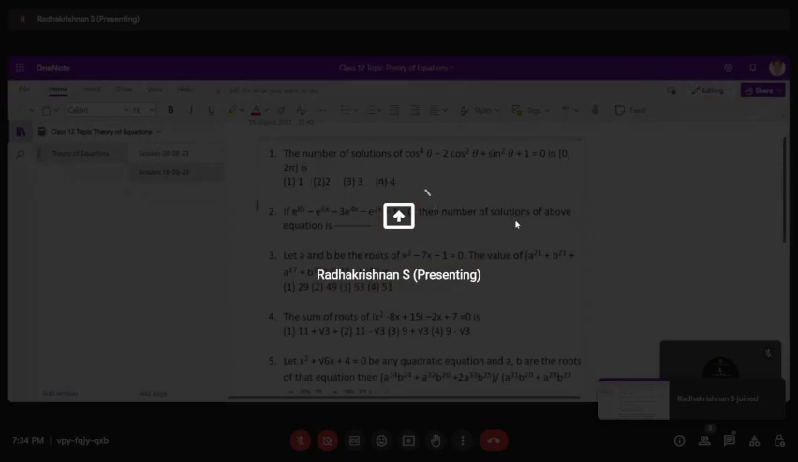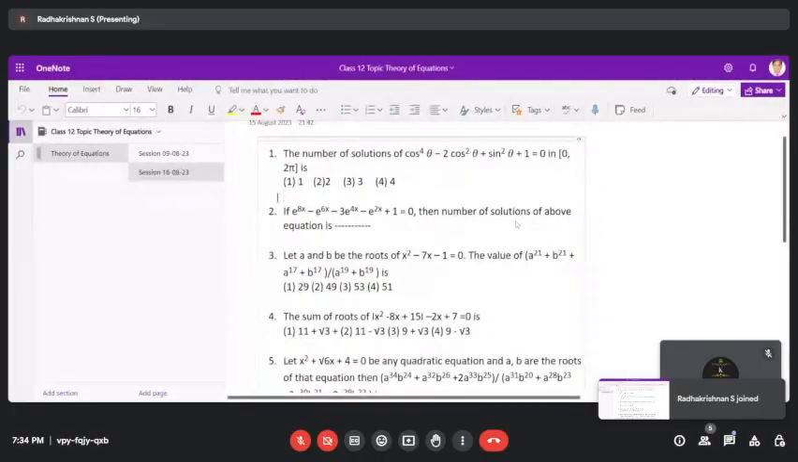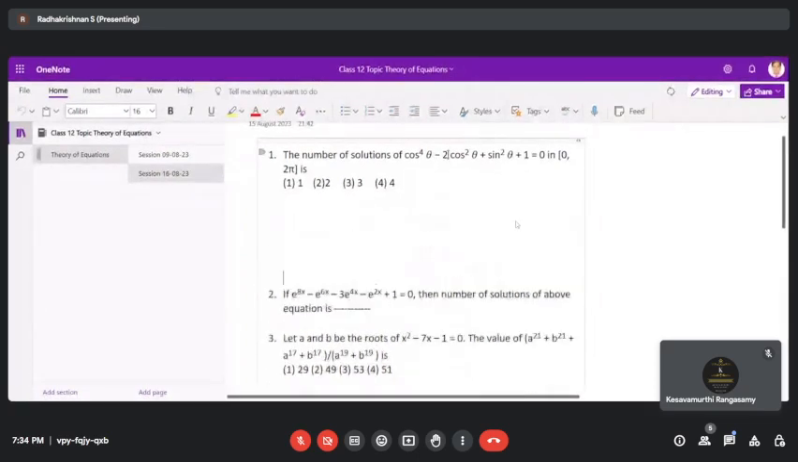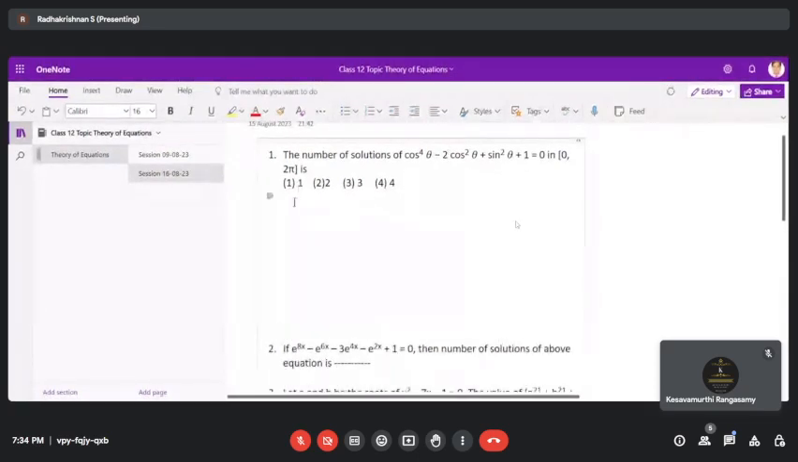So let's start with that first problem. You are able to see the screen, right? So this equation: the number of solutions of cos to the power of 4 theta minus 2 cos square theta plus sin square theta plus 1 equal to 0.